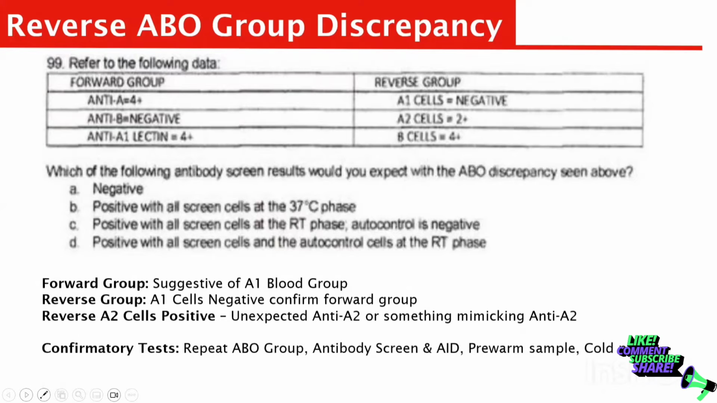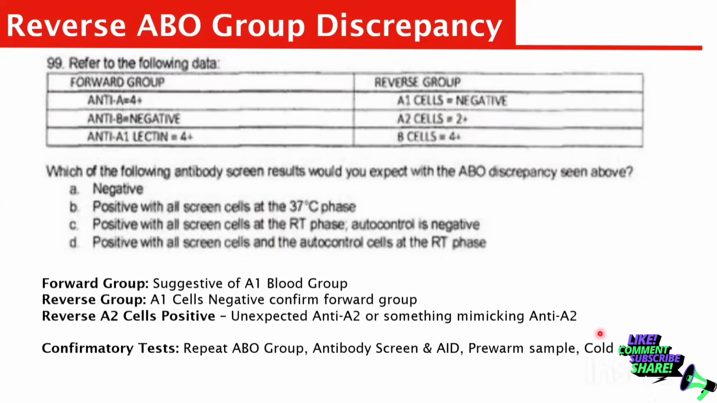Now, what can we do to confirm this test? In fact, it's also possible that this could be due to systematic error or random error. Maybe there's a technical error, or a personal error. So we may have to consider repeating the blood group. We may also consider an antibody screening test and antibody panel. We may consider pre-warming the sample because, like I said, A2 is mainly sensitive at low temperature. When we pre-warm the samples and repeat it, maybe it will not be seen as well.